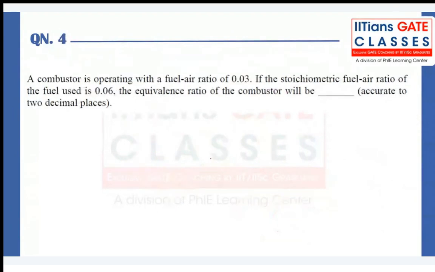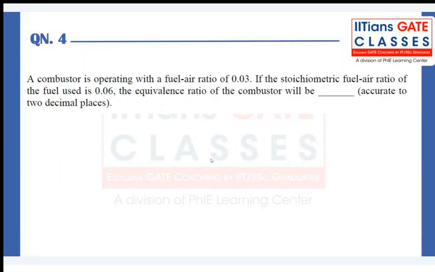That is, a combustor is operating with a fuel air ratio of 0.03. If the stoichiometric fuel air ratio of the fuel used is 0.06, the equivalence ratio of the combustor will be. Can anybody say it quickly? 0.5. Yes, that's correct.